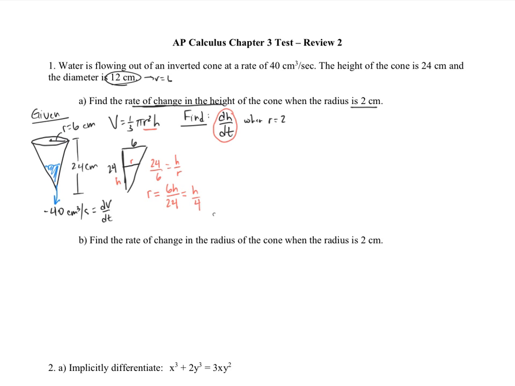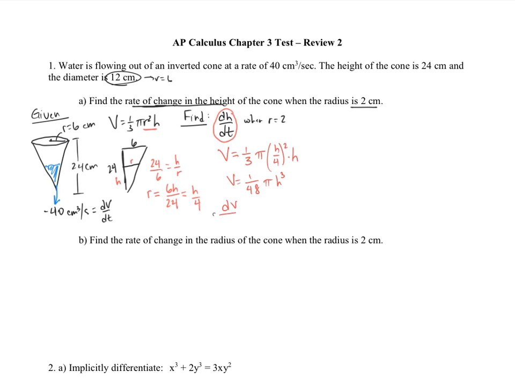So now that we have this value of r, I'm going to replace that in my volume equation. My volume ends up being 1/3 pi times this radius, h over 4, squared, times the h. I made that simple substitution, and now this simplifies to 1 over 48 pi h cubed.